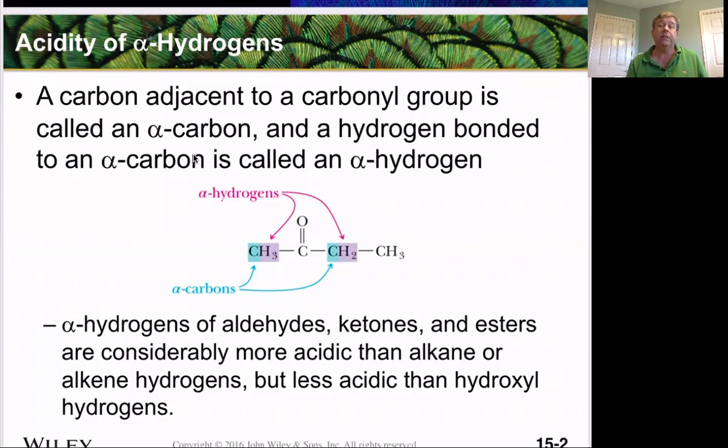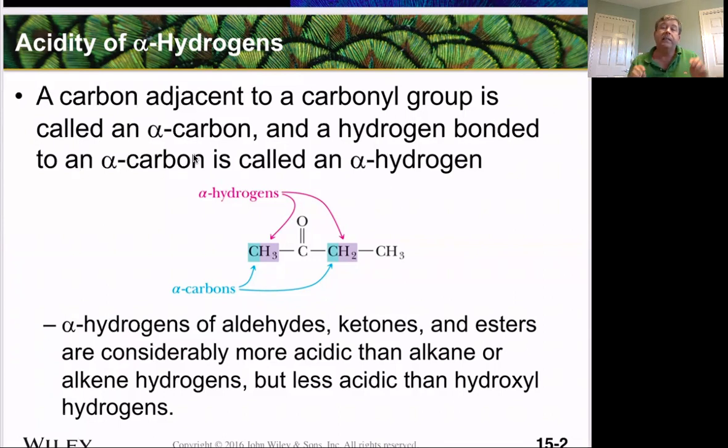Here, what we're going to do is use the carbonyl as an activating group to activate the carbons next to the carbonyl to do reactions, okay? So the carbons next to the carbonyl are called alpha carbons, and the hydrogens that are bonded to those alpha carbons are called alpha hydrogens.